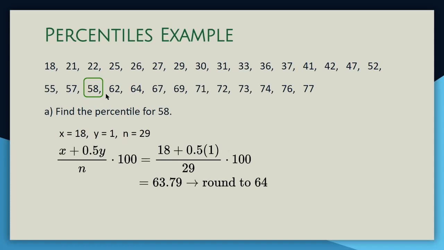What that means, looking at this list, is that 64% of the data in this list, this whole chunk here, is less than 58. That's 64% of the data. And then this chunk here represents 36% of the data, the complement to that 64.